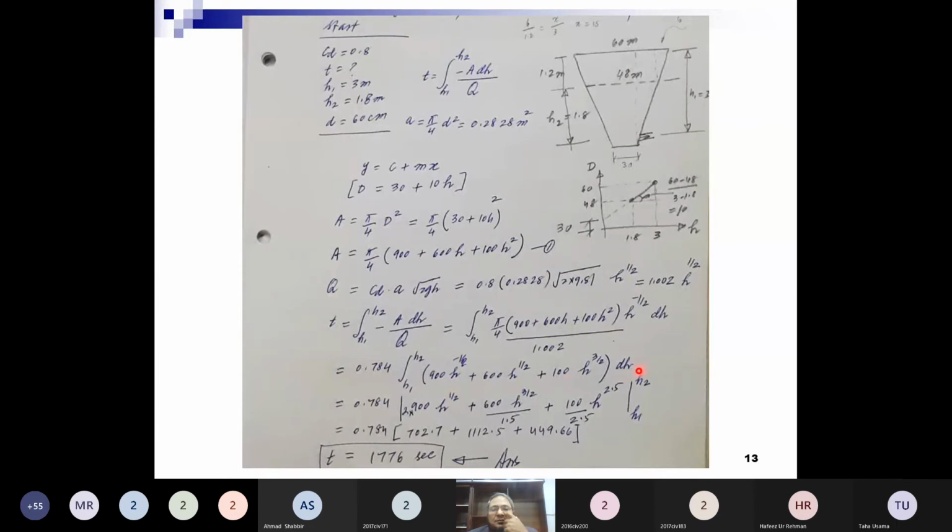Now you have to do the integration of this, and it is very easy. What is the integration of h to the power minus half? h power half into 2, and so on. If you simplify it and apply limits, then the time to empty the reservoir from this level to this level would be 1,776 seconds.